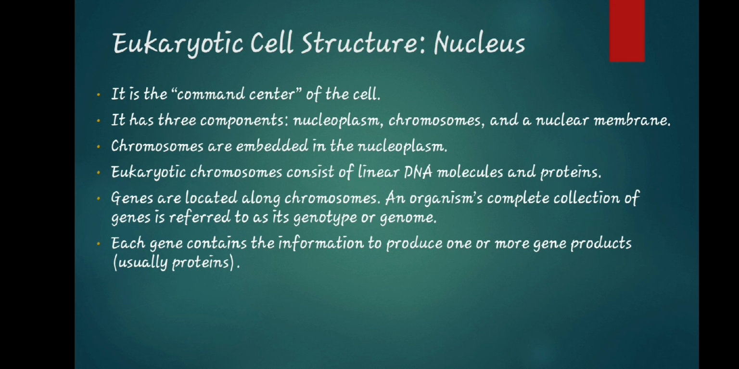The nucleus has three components, which are nucleoplasm, chromosome, and nuclear membrane. The nucleoplasm is the base material of the nucleus, while the chromosome is embedded or suspended in the nucleoplasm, and the nuclear membrane serves as a skin around the nucleus.